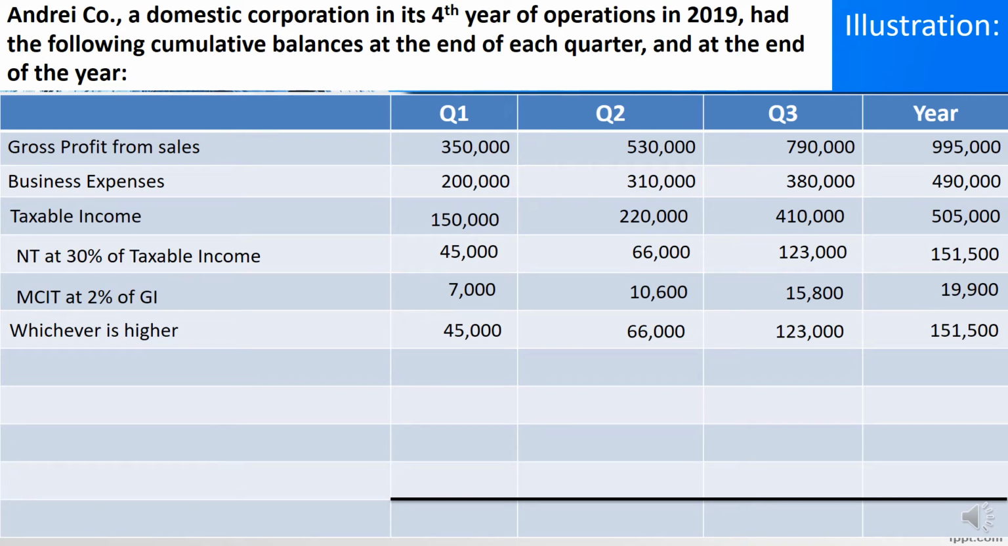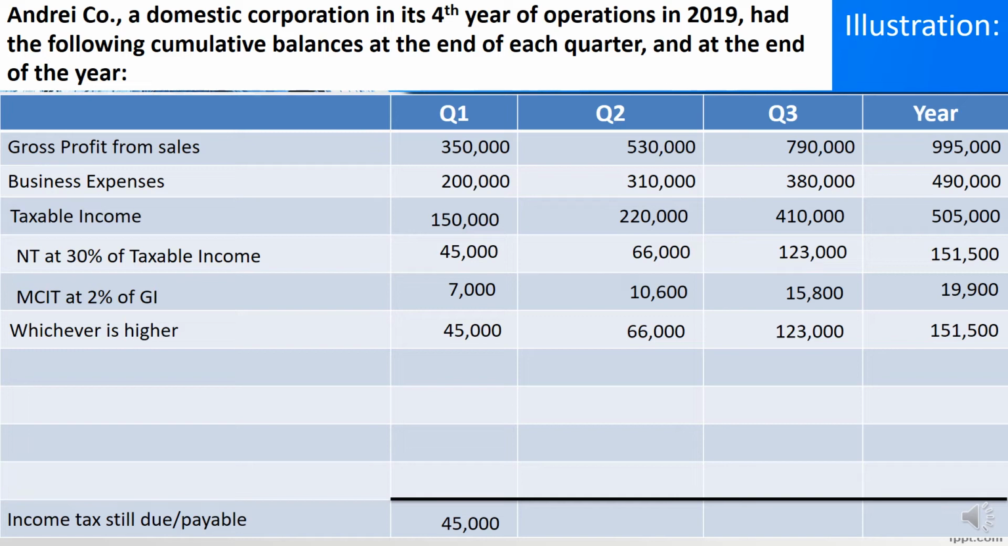The tax computed on the quarterly or annual income tax returns is decreased by the amount of tax paid for the preceding quarter or quarters. There may be an income tax payable but not refundable in a quarterly return. In the first quarter, since it is the first quarterly income tax return of the year, whichever is higher between MCIT and normal tax will be the income tax due or payable. In our case, 45,000 is due.